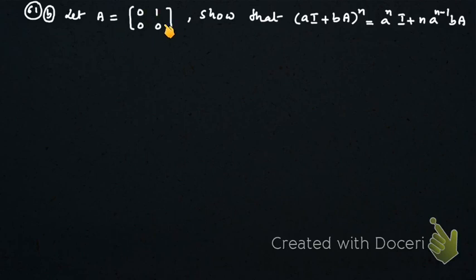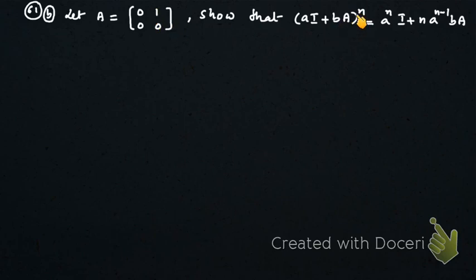Let A be the matrix 0, 1, 0, 0. And the question is to show that (aI plus bA) the whole raised to n. As you read it, you should know what is a matrix and what is a scalar here. So a is a number into the identity matrix. And since A is a 2 by 2 matrix, we know that this I is a 2 by 2 matrix, 1, 0, 0, 1.